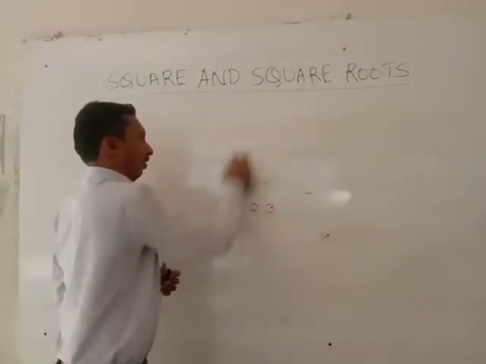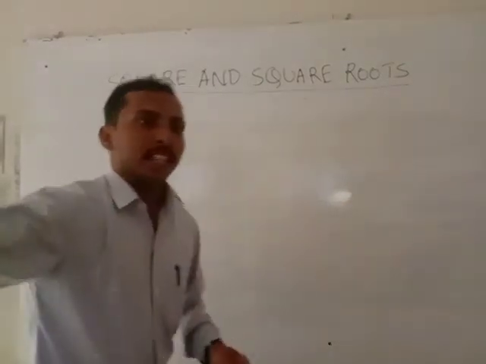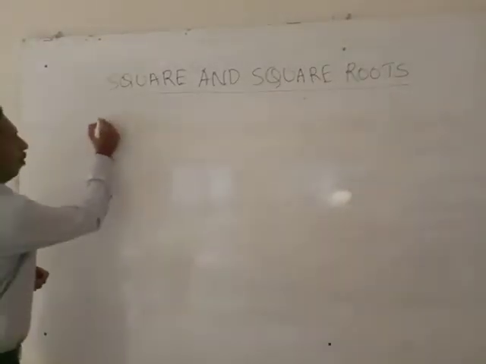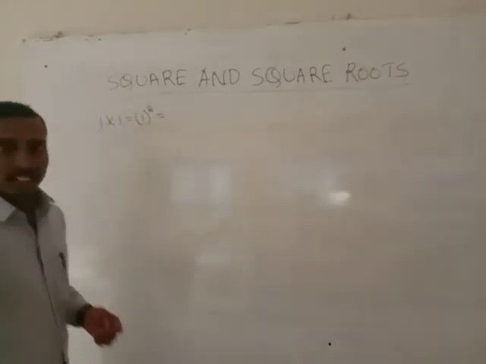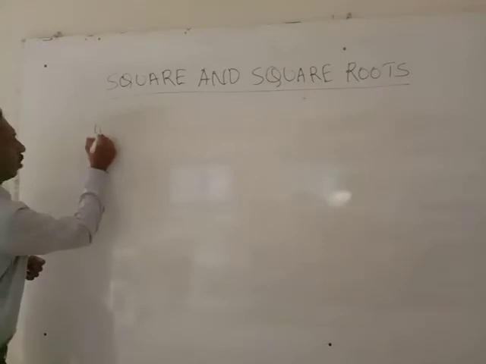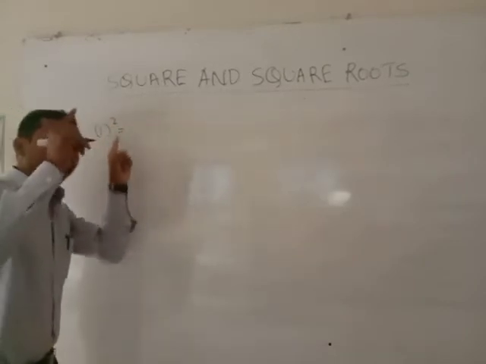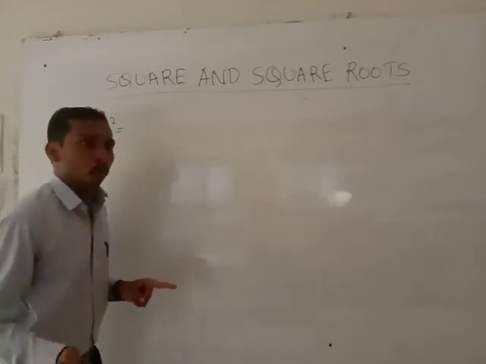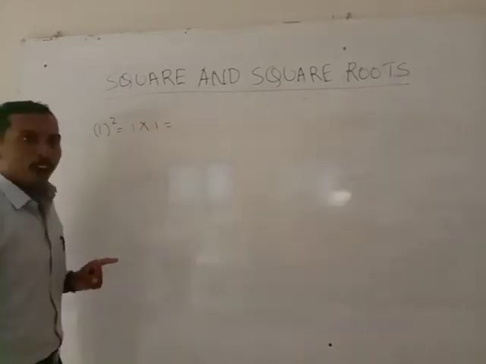Now let us write the square numbers between 1 to 100. You know that 1 into 1 is equal to 1 square, or you can write it as the square of a number. So 1 into 1 can be represented by 1 square, 1 to the power 2. 1 to the power 2 means 1 into 1. Don't think 1 into 2. So now 1 square can be written as 1 into 1 is equal to what?